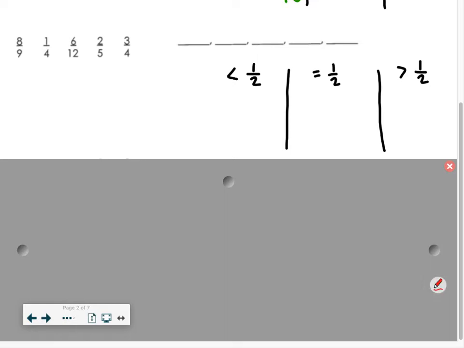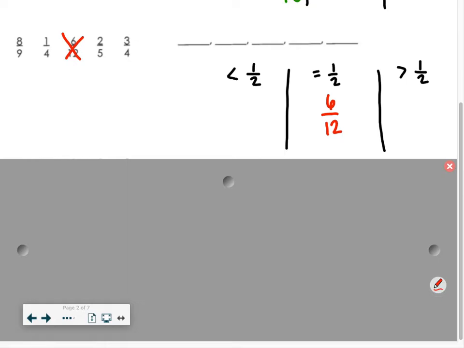Immediately in your mind, are there any fractions you're looking at right now where you think, I know that's a half because the top is half as big as the bottom? Lauren? 6/12. Okay, and we know that if you take that top number times 2, you'll get the bottom number, and that's exactly a half. We got 1 down.